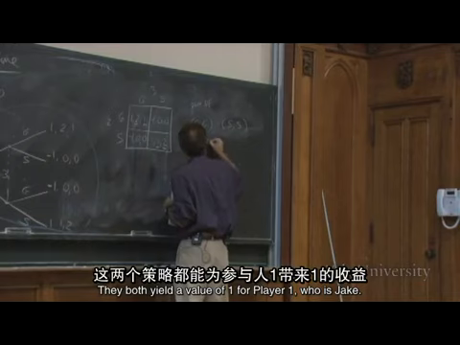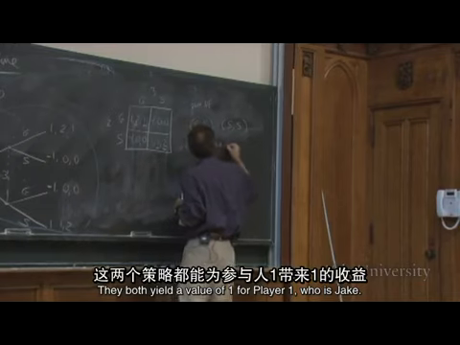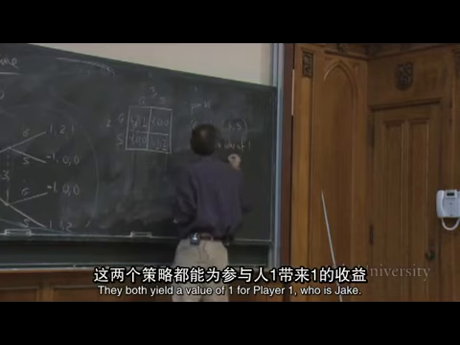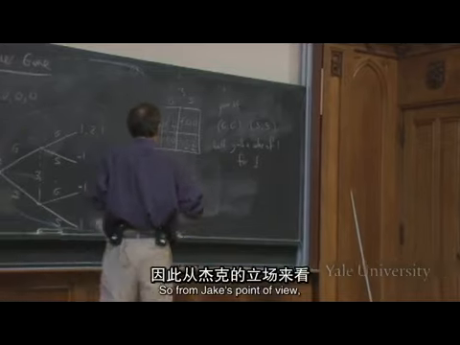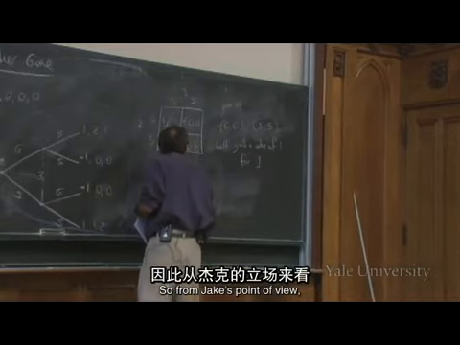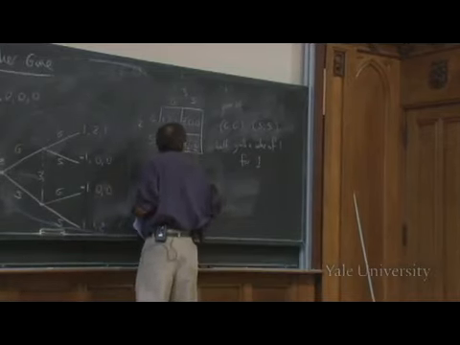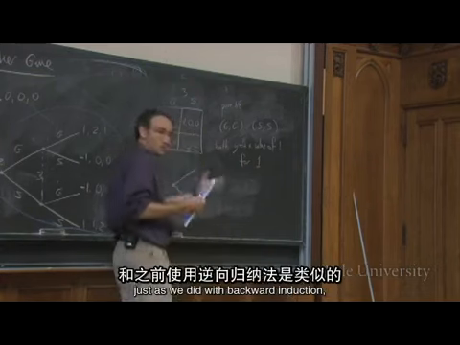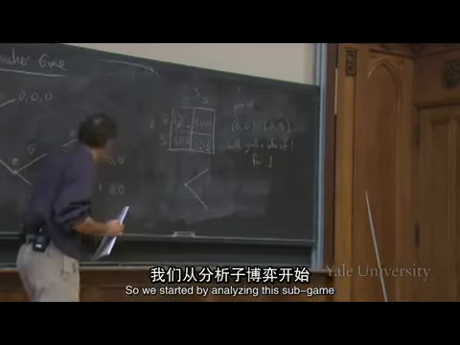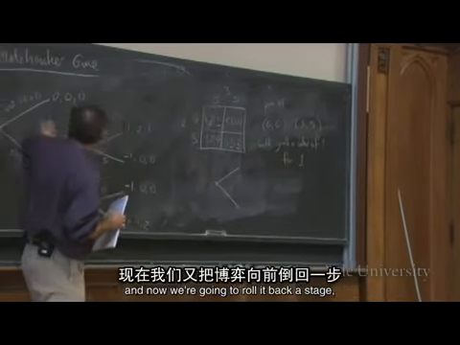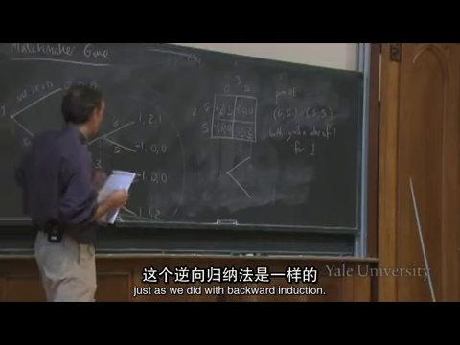Both yield a value, let's call it a value of 1 for player 1, who's Jake. All right? So from Jake's point of view, going back a stage, and what we're going to do now, just a bit with backward induction, we're going to roll the game back. So we started by analyzing this subgame, and now we're going to roll back a stage, just as we did with backward induction.